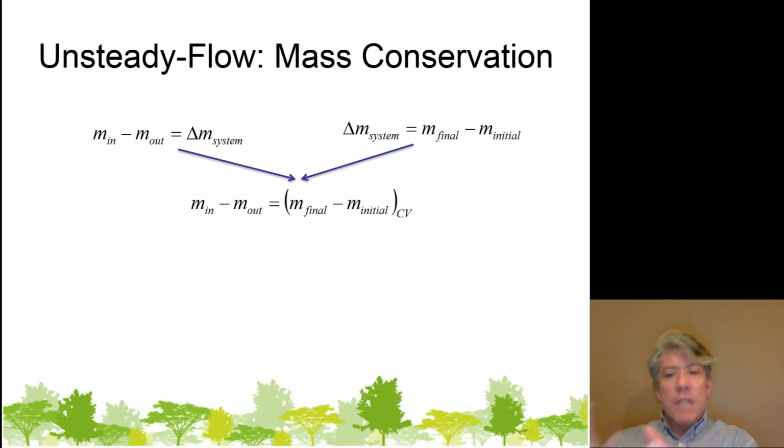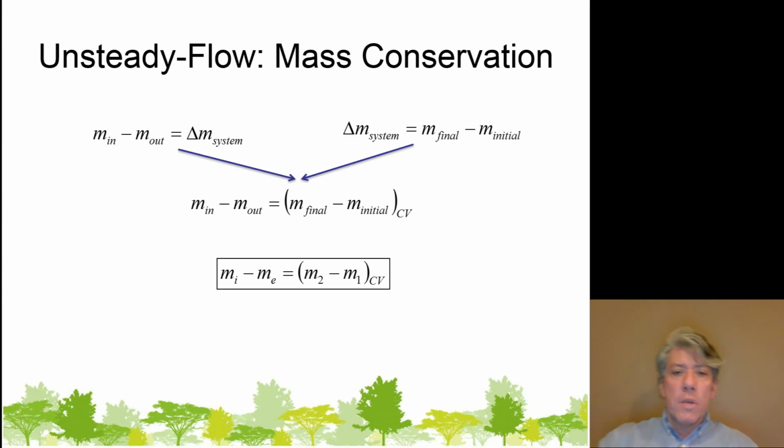So the mass final minus mass initial is considering just what's in the system at different points in time, whereas the mass in minus mass out, those terms are considering flows that come in and leave. Now, since both equations talk about the change in mass in the system, we can set these two equations equal to each other and talk about how the mass that comes in and leaves the control volume causes the mass in the control volume to change from some initial amount to some final amount. And that's what CV stands for, the control volume.